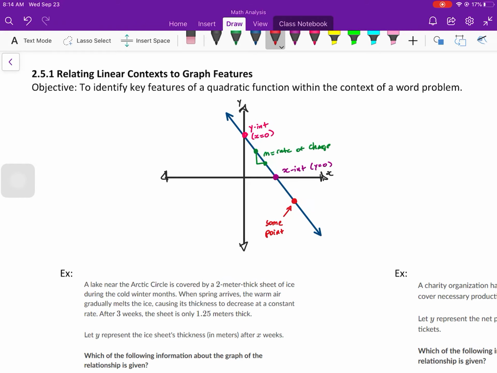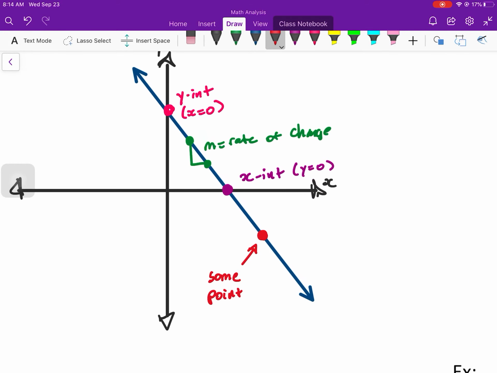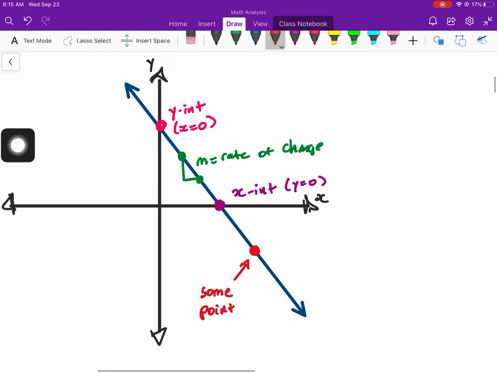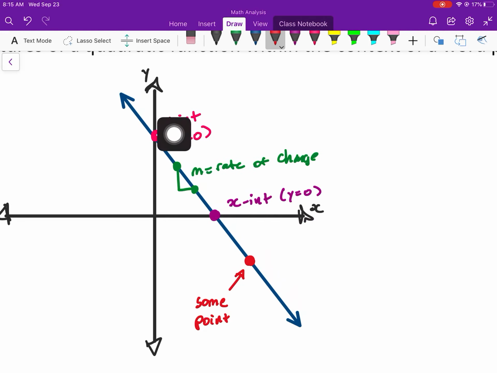Today we're going to be relating linear context to graph features. So what we really have to be focused on, there's really just four different things you can run into. One's the y-intercept. That's usually like a starting point, where x is 0, the input value is 0. So we're really going to be focused on what is x represented by and what is y represented by. If you get that down, it's going to help quite a bit.